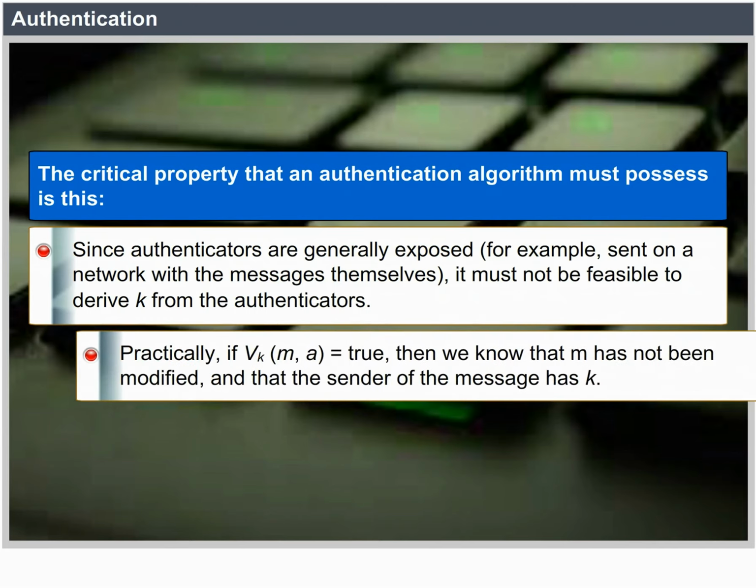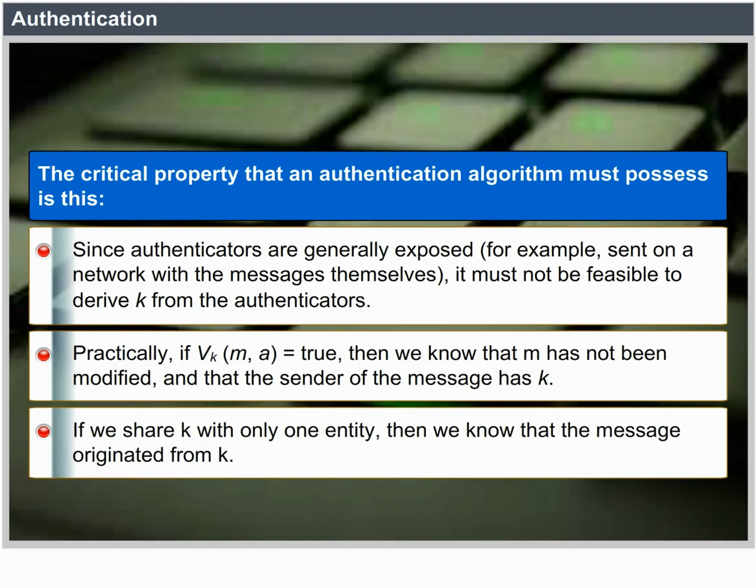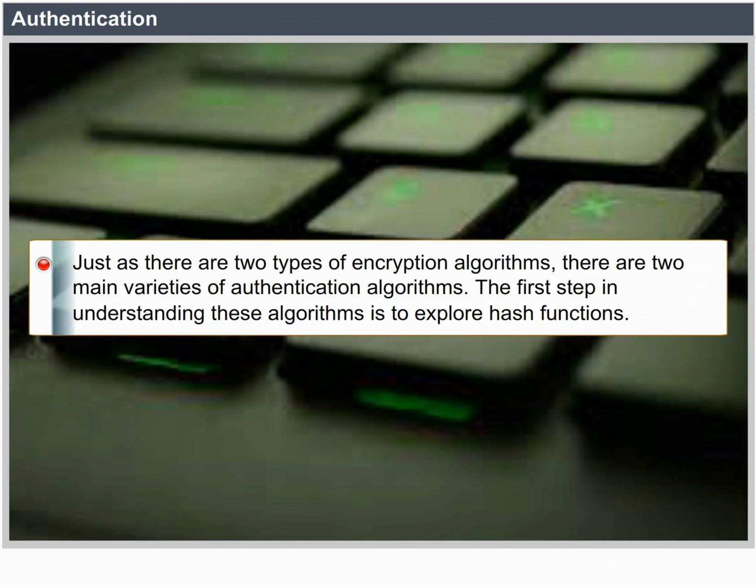Practically, if V_k(m, a) = true, then we know that m has not been modified and that the sender of the message has k. If we share k with only one entity, then we know that the message originated from k. Just as there are two types of encryption algorithms, there are two main varieties of authentication algorithms. The first step in understanding these algorithms is to explore hash functions.